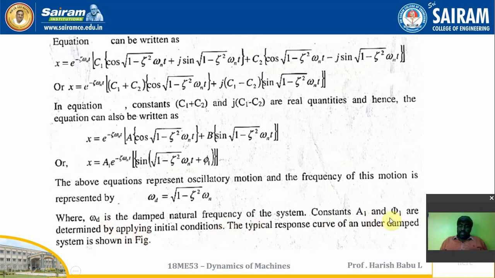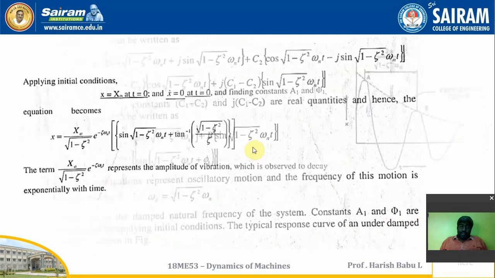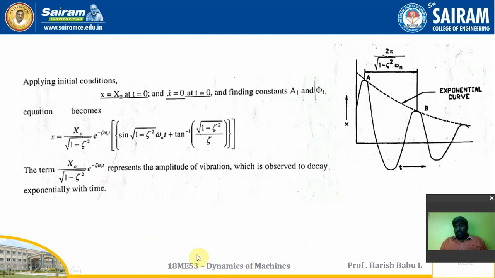The typical response curve of a damped system is shown here. As time progresses, the amplitude of the vibrating system is gradually reducing. This reduction is also called the logarithmic decrement, which we'll see in the next video. The time period is given by 2 pi divided by root of 1 minus eta square into omega n, and a and b are the two amplitudes, and this indicates the time, that is, it is going to reduce exponentially.